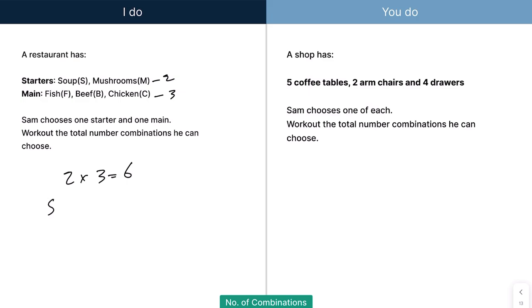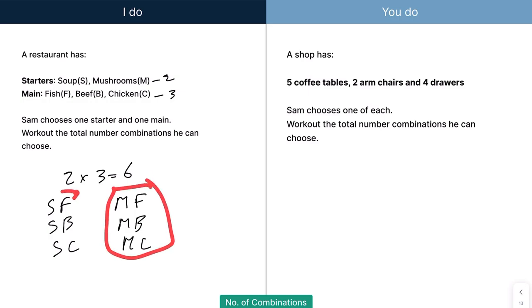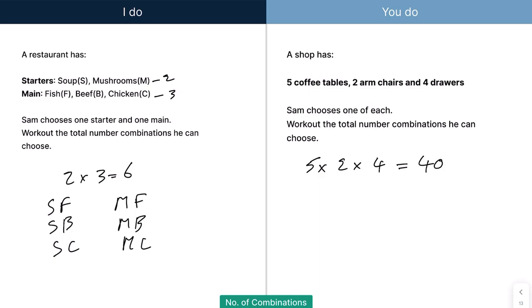So we have soup with fish, soup with beef, and soup with chicken. And then we have the same with mushrooms. You can see in total there are 3 of these and 3 of these, and that gives us 6 altogether. So again here, all we need to do is multiply them all together. So that's 5 times 2 times 4. 5 times 2 is 10. 10 times 4 is 40.